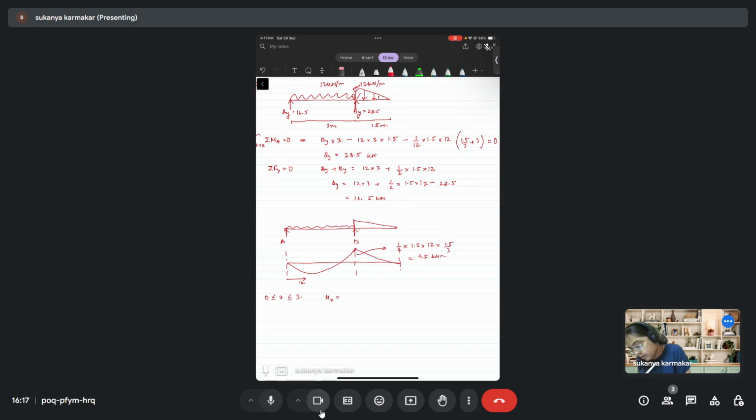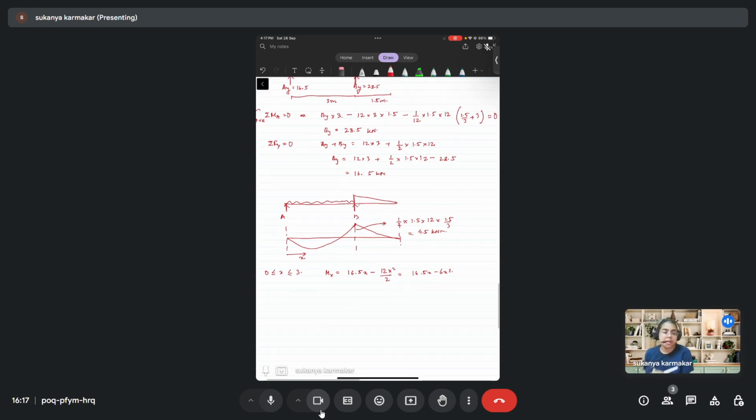Mx is equal to the reaction AY, which is 16.5x, minus, because of the UDL, W into x square by 2, so 12 into x square by 2, 16.5x minus 6x square. Now we have to find the value of the maximum bending moment. So dMx by dx is equal to 0. So 16.5 minus 12x is equal to 0. From there, x is equal to 16.5 divided by 12. So it comes out to be 1.375 meter.